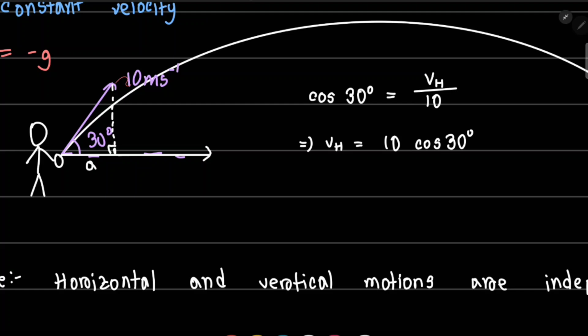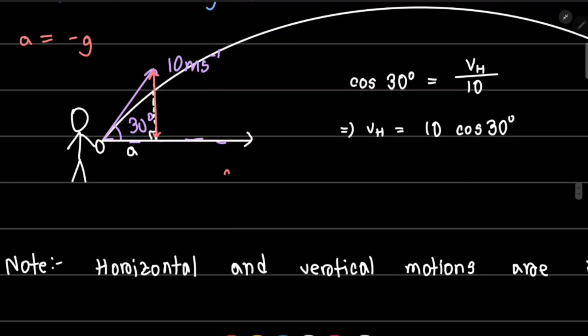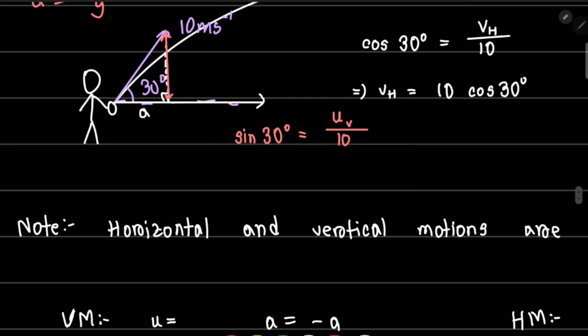Similarly, for the vertical initial velocity, the vertical component of the initial velocity is this line over here. This is opposite to the 30 degree angle. So sine 30 is opposite over hypotenuse. The opposite is the vertical initial velocity, uv, divided by 10. So the initial vertical velocity is 10 sine 30.